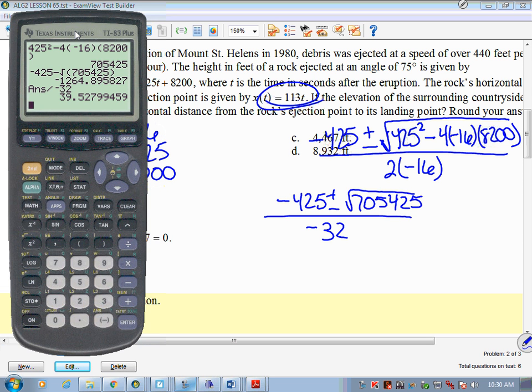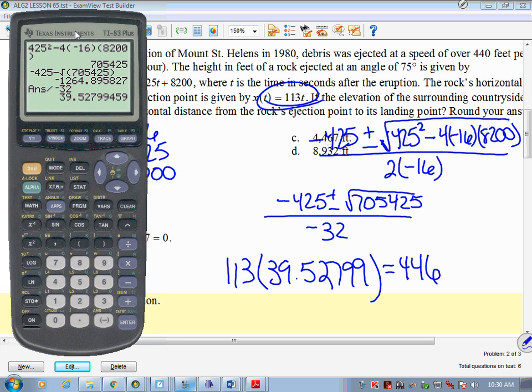So we're taking 113 times my time, which is, let's say, 39.5, and you could take that further if you wanted to. Let's say 39.52799. What is 113 times 39.52799? 4,467. Remember, we solved for time, and then we needed to plug time into our second equation, right?